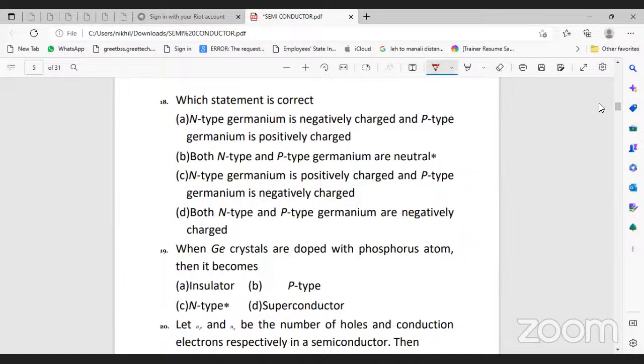Which statement is correct? N-type is negatively charged? No. You know that any type of semiconductor is electrically neutral because basically the semiconductor is doped with atoms. Since an atom is electrically neutral, any semiconductor, since it is made up of atoms, must be electrically neutral. So option B is the right answer. Both N-type and P-type germanium are electrically neutral.